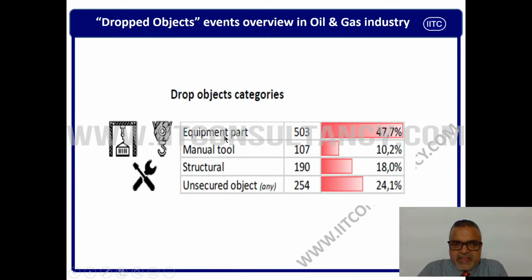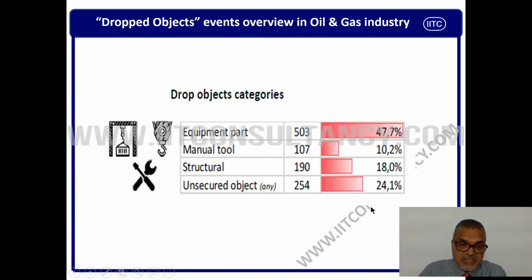Here the equipment part has fallen down 503 times. Manual tool has fallen 107 times. Structural failure or equipment has fallen 190 times. An unsecured object is 254. If you see the statistics, the highest is equipment parts, and the second contributor is unsecured object at 254. In terms of percentage, 47.7% is equipment parts, and the second highest contributor is 24.1%, and manual tools and structures are at a lower rate.